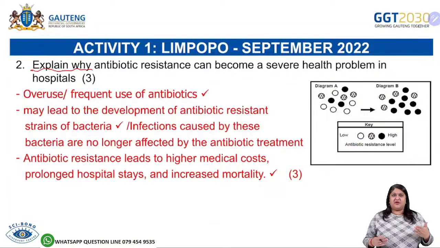So hospitals are going to have to administer more medication. The patients are not going to get better. So they're going to be staying in the hospital for longer. And this can also increase the mortality rate, okay? Because now people could die because the bacteria is resistant to the antibiotic.